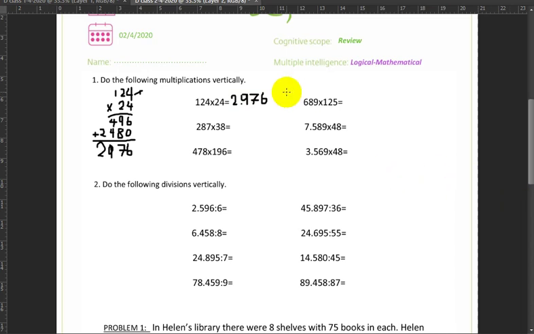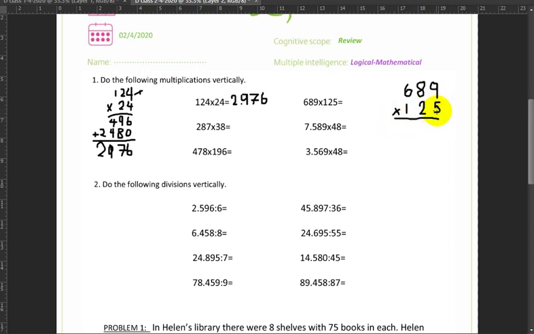Next up, we have, let's do this one, a big one. 689 times 124. Well, at least it's got easy numbers.